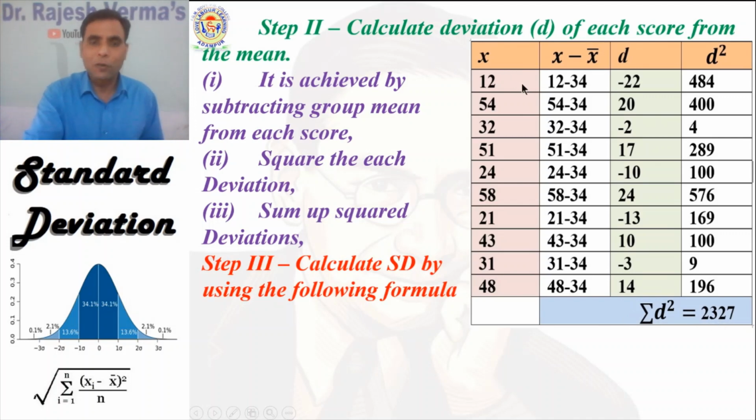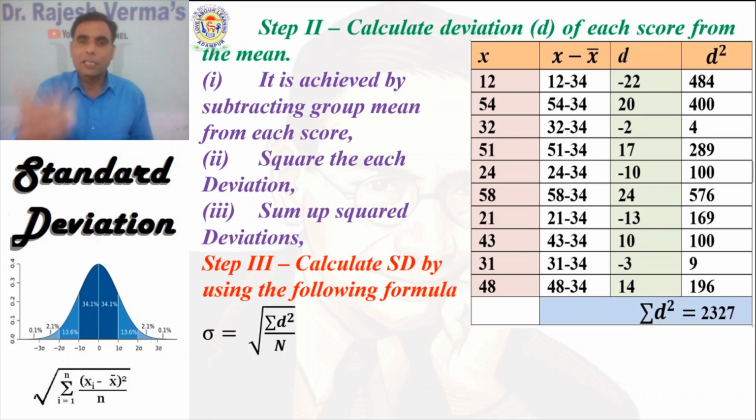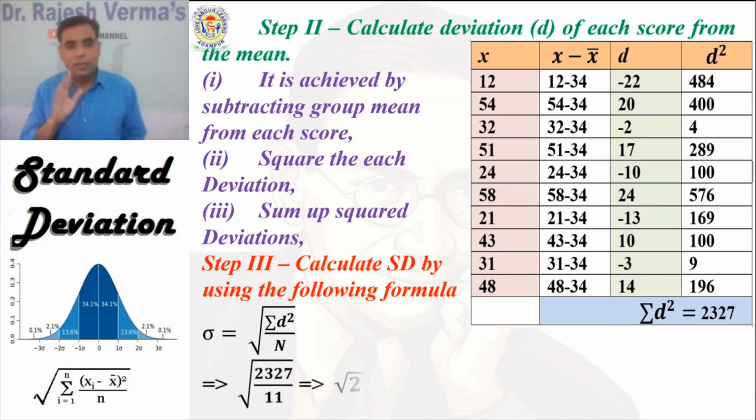First step, calculate the mean. Second, calculate the deviation, meaning subtracting the mean from each score, then squaring these deviations, then adding these deviations, and finally substituting your values in this formula: summation d square divided by n, whole under root. So our answer will be 14.545.